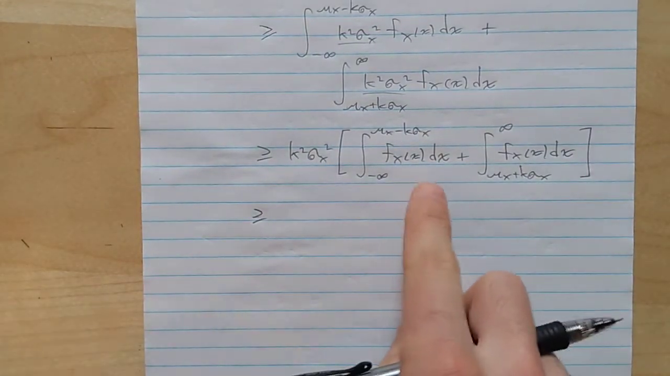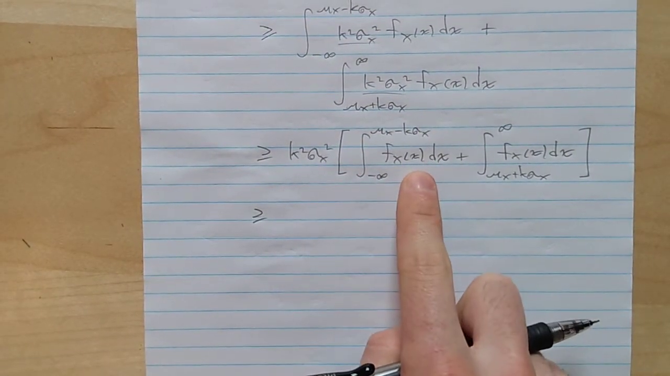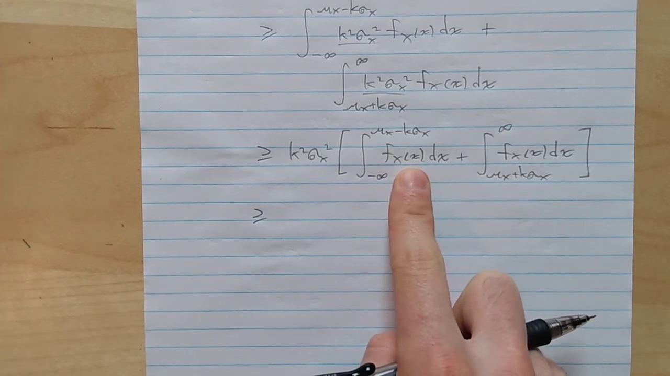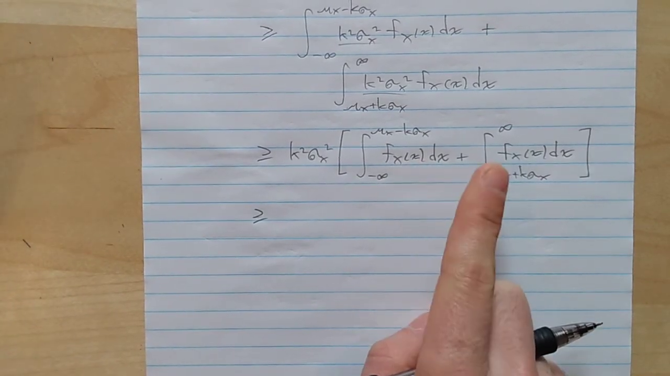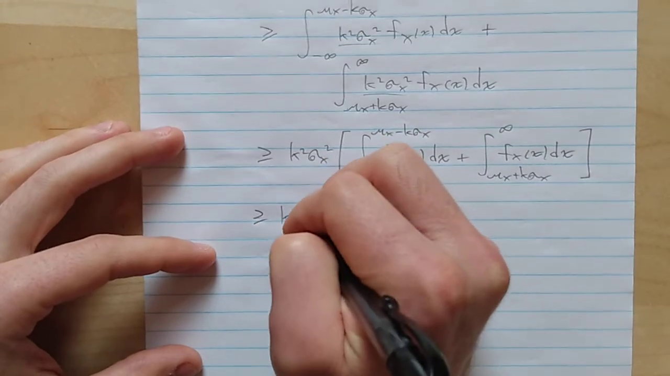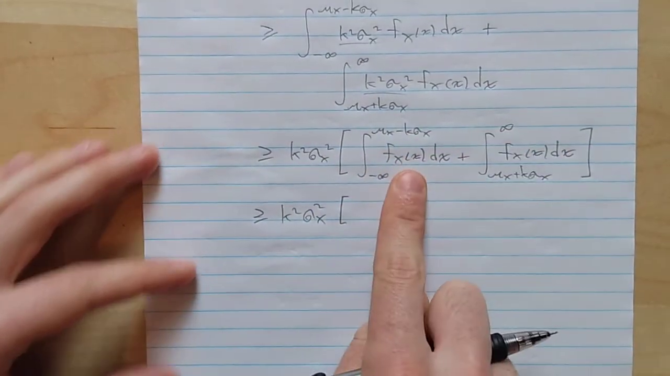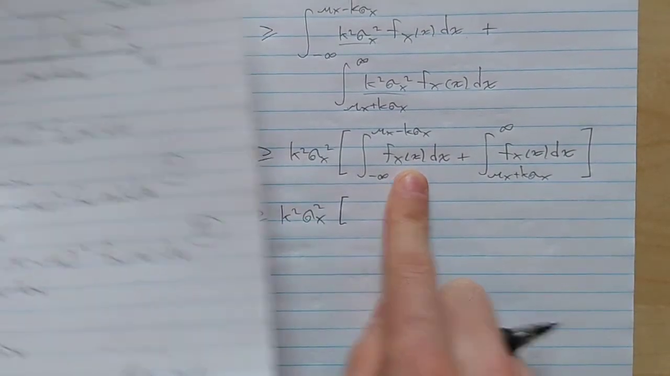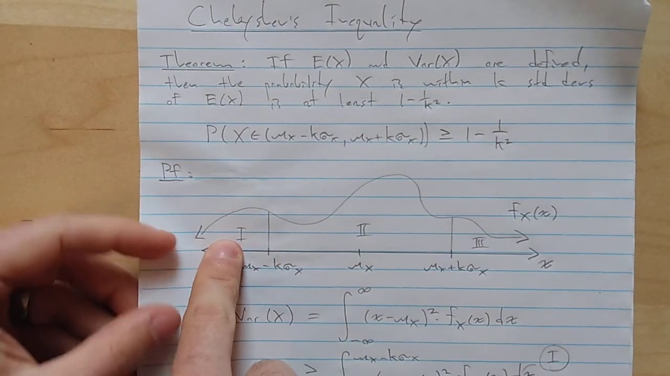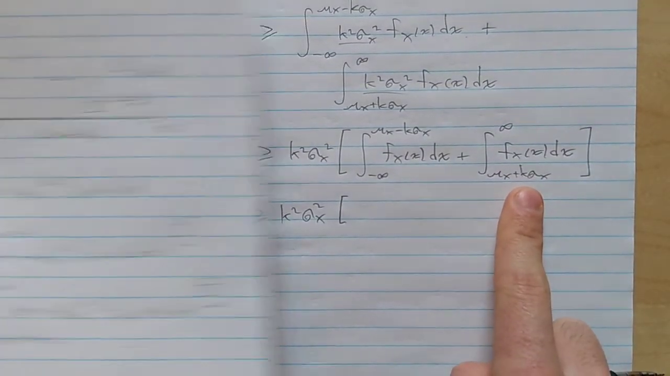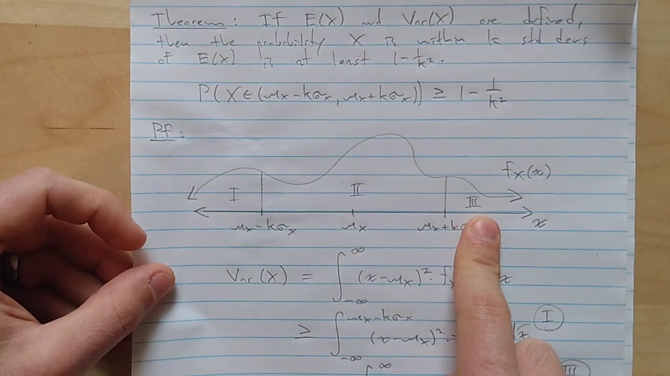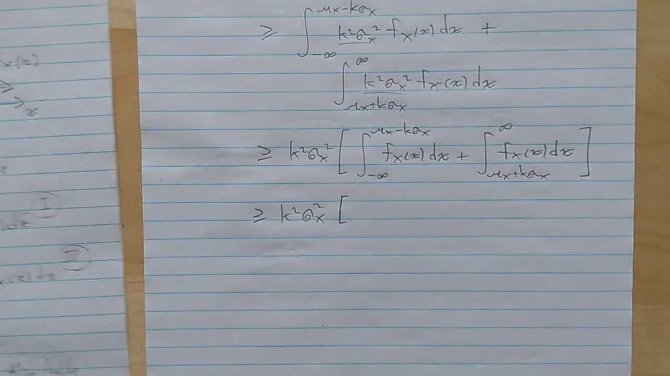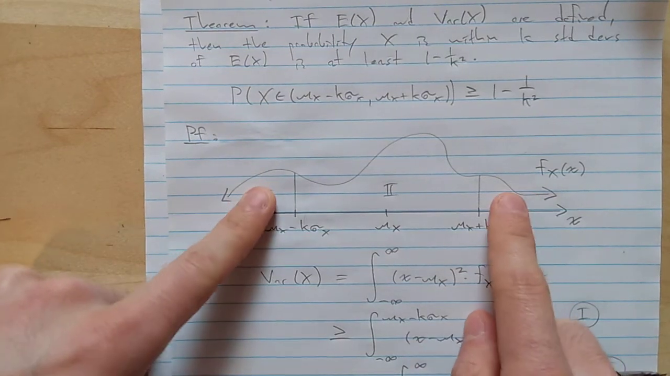Now we got it. Because what is this? This is just the integral of the PDF. When you integrate the PDF, it gives you a probability. The probability the random variable ends up in that interval, right? So this guy right here is the probability that our random variable ends up in region number 1. And this guy right here is the probability our random variable ends up in region number 3. So therefore, the sum of those two probabilities is this area right here.